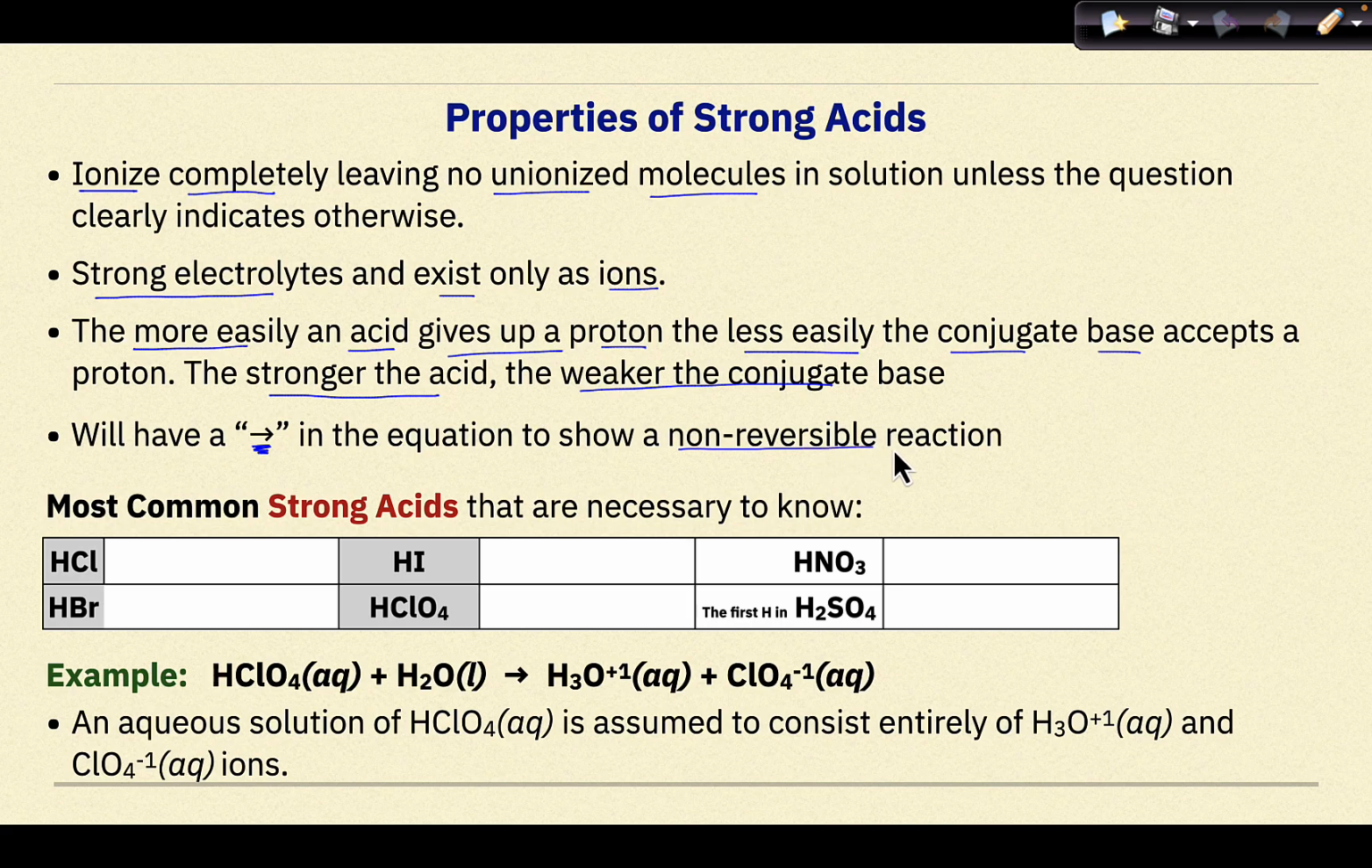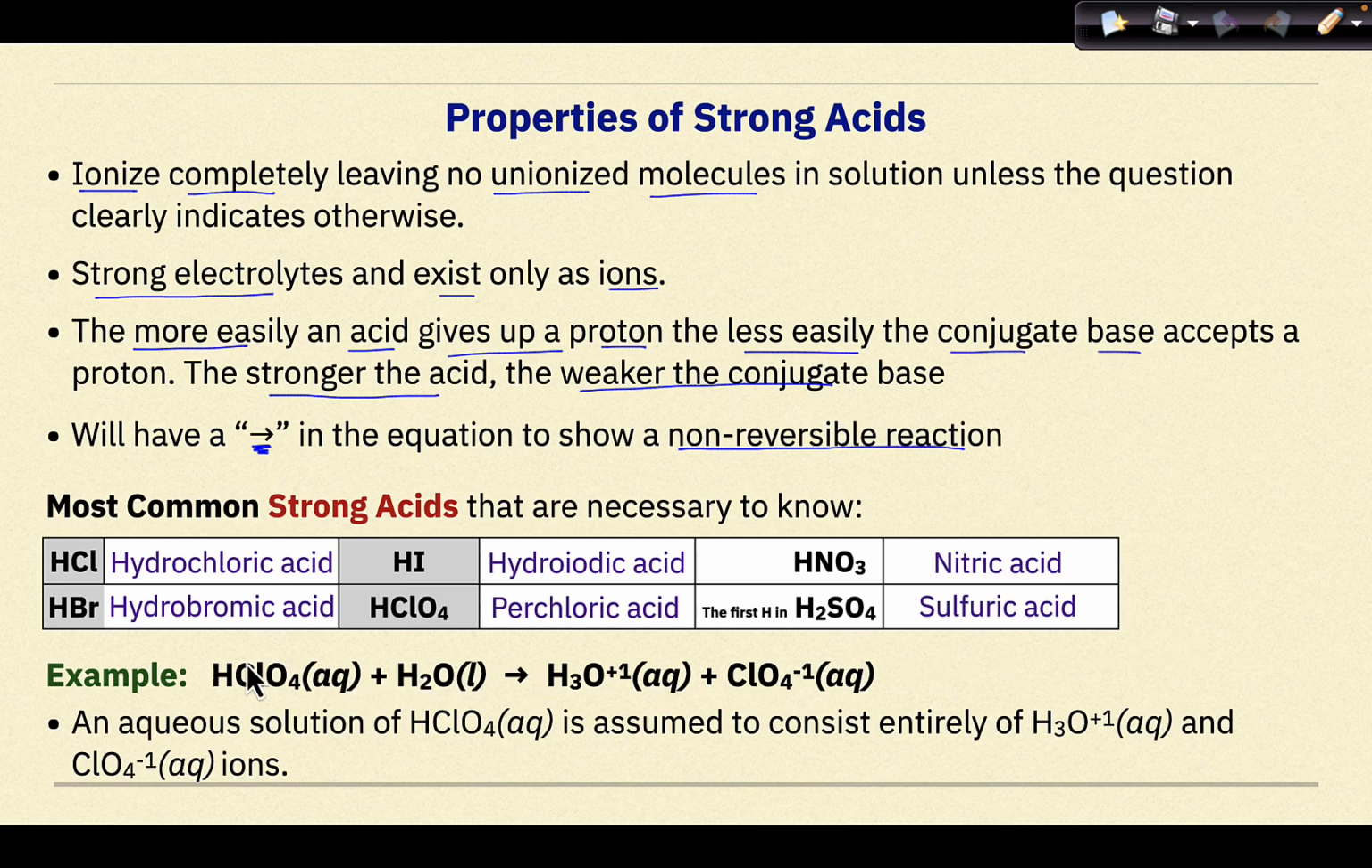show a non-reversible reaction. The most common strong acids that are necessary to know include hydrochloric acid, hydrobromic acid, hydroiodic acid, perchloric acid, nitric acid, and sulfuric acid. An example of a strong acid like perchloric acid in water shows this single arrow forming hydronium ions and perchlorate ions. So an aqueous solution of HClO4 is assumed to consist entirely of hydronium ions and perchlorate ions.